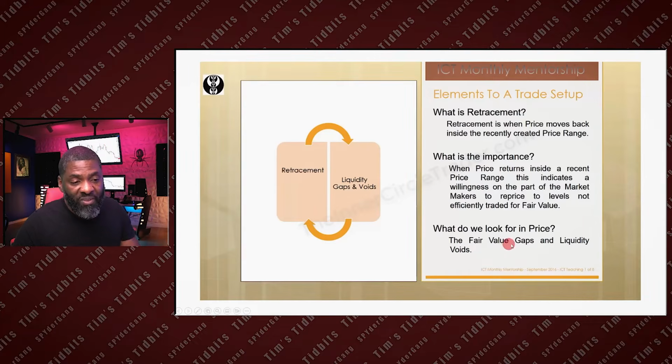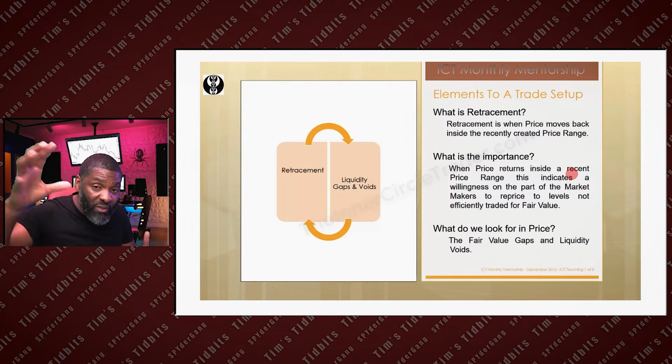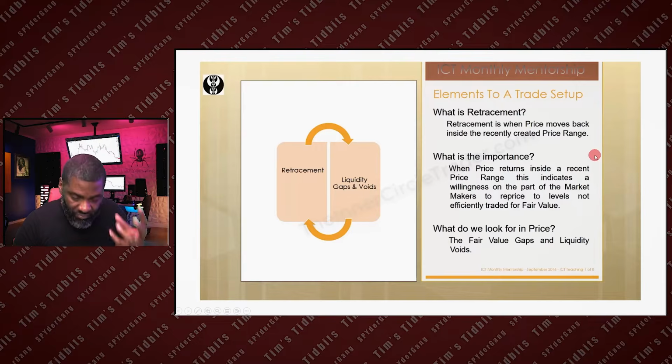What do you look for? The fair value gaps and the voids. You're looking for fair value. You're looking for any type of imbalance, like a fair value gap, a liquidity void, a volume imbalance. You're looking for any type of imbalance inside that price leg, that price range, whatever you want to call it, after the expansion. That's what you're looking for, the imbalances.